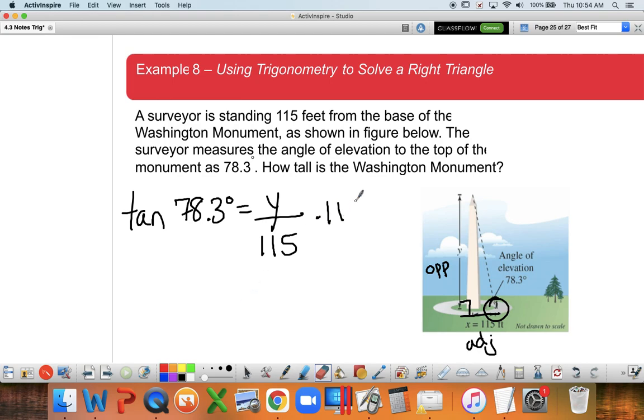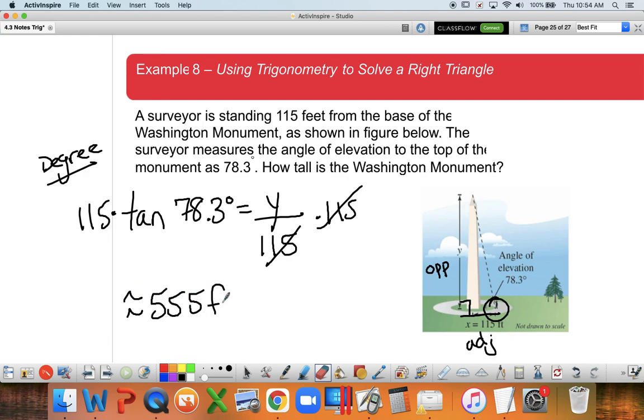I then multiply both sides by 115. I pick up my calculator. Make sure you are in degree mode, right? This was in degrees. It has the degree symbol. We want to make sure that we're in the right mode. I do 115 times tangent of 78.3 degrees, and you should get about 555 feet. So like I said, if I feel like we need a lot more practice with some of these word problems, I can do that, but we'll see how the homework assignment goes.